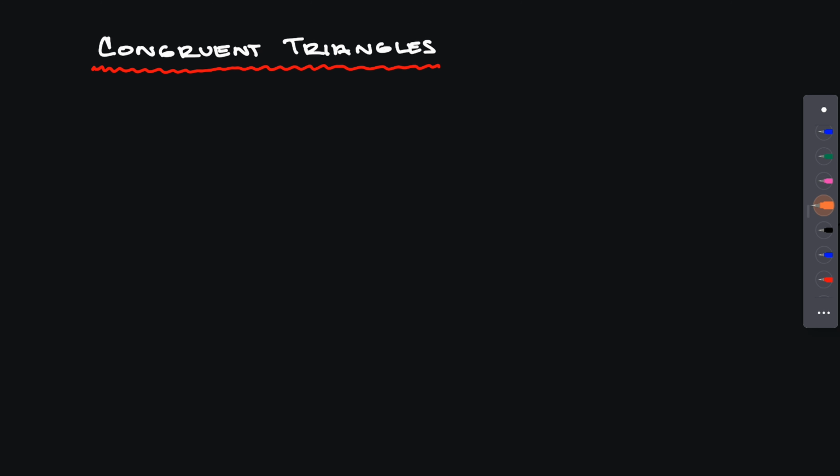In this video, we're going to talk about congruent triangles. Two triangles are congruent if one coincides with another triangle. That means that it fits perfectly over the other. Let's try to look at this a little bit visually.